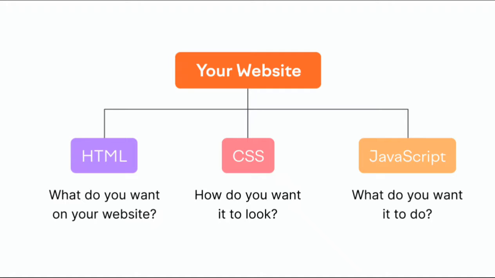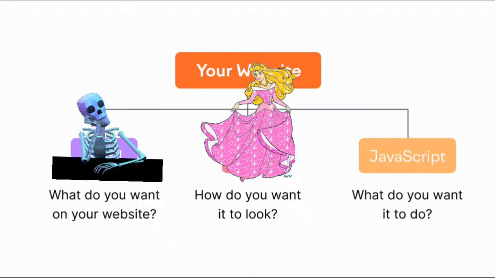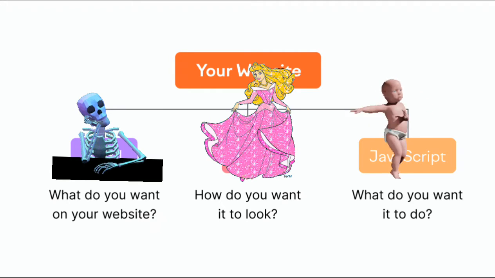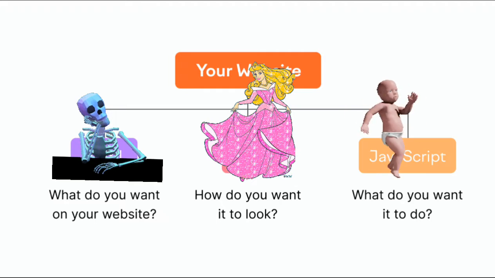So you can actually consider this to be a human being. For example, a normal human being has a skeleton, sinews, flesh, and blood, and then it has the actions, the life. The skeleton can be referenced with the HTML aspect, while the CSS is the beauty, and the JavaScript is the life, the action, the interactivity. So that's what JavaScript does.